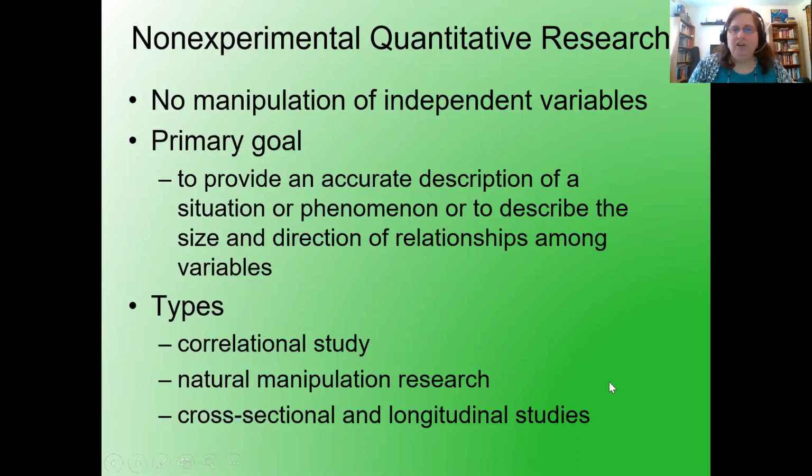So we're not trying to say that A causes B, we're just trying to show how A might be associated with B or A might predict B. So in this case, we might have a correlational study, natural manipulation research, or cross-sectional and longitudinal studies. And we'll talk about some of these in turn.